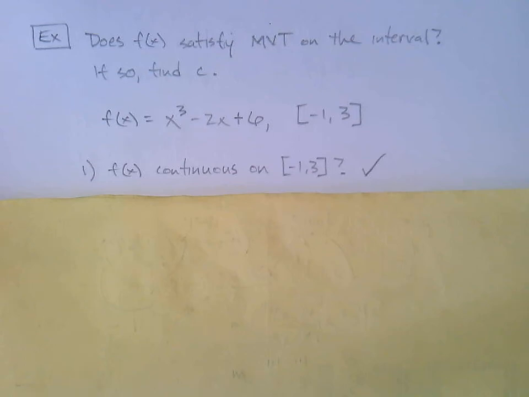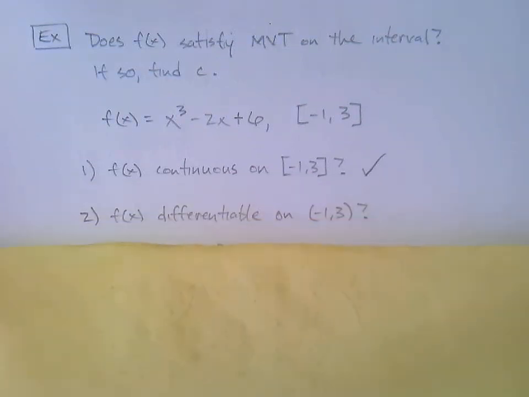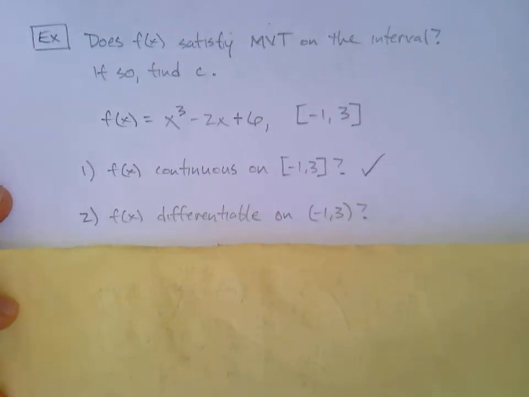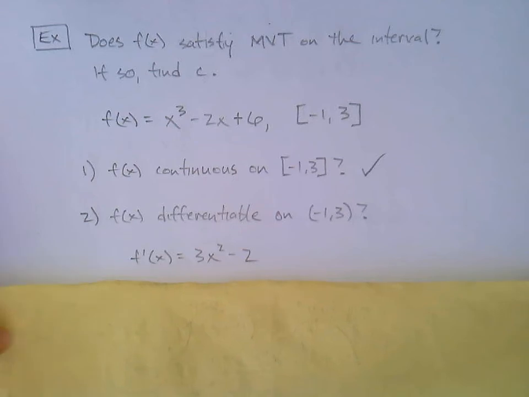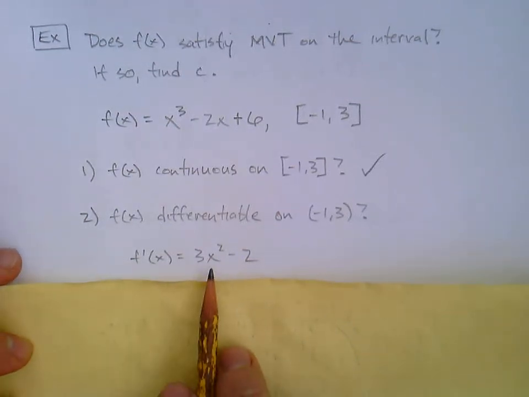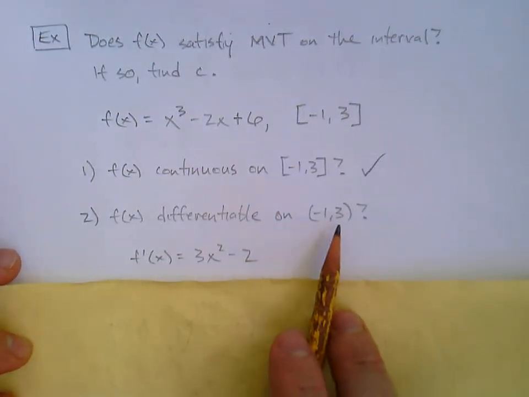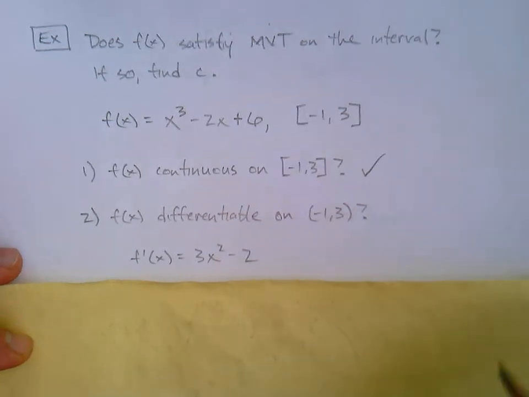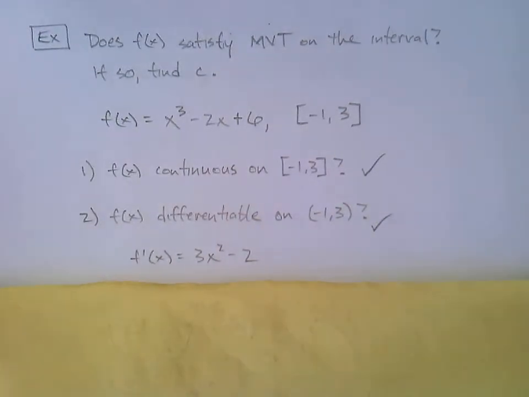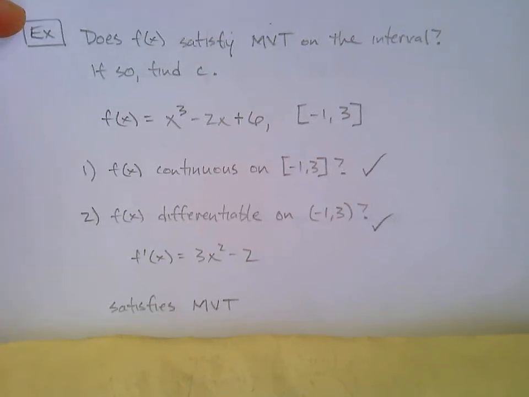That's going to be continuous on the interval. Is it differentiable on the open interval, -1 to 3? Well, we take a derivative and think, okay, does that derivative always exist for that interval? Sure does. Never dividing by 0, anything like that. So it satisfies the mean value theorem on the interval -1 to 3.